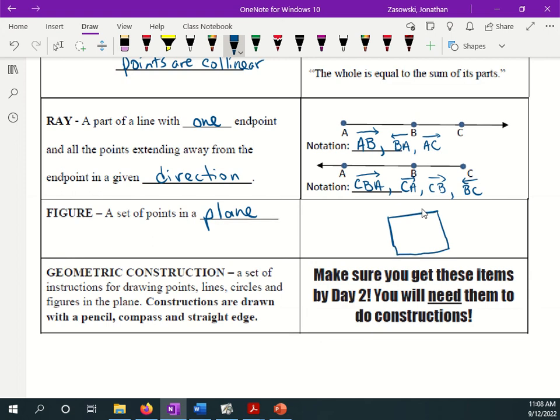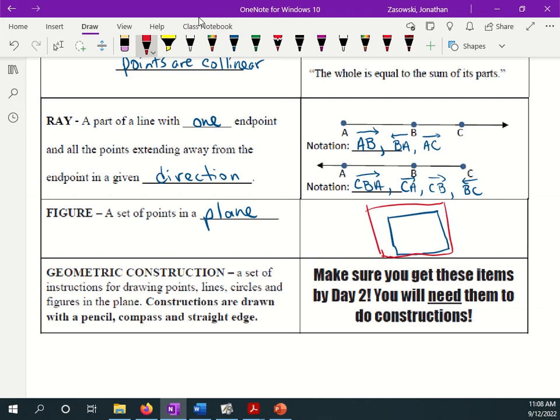I'm estimating my square. No matter what shape you draw me, I can draw a rectangle around it, which means that that rectangle is contained in a plane. Your sheet of paper is a plane, right? Except it doesn't go on forever. So any shape, any figure, is always contained in a plane. All right? Remember, non-collinear points are in that plane.